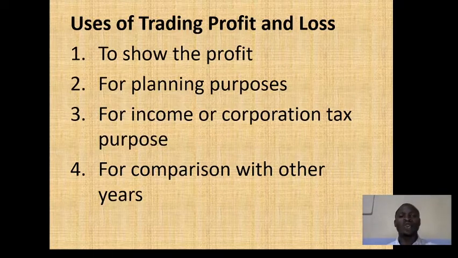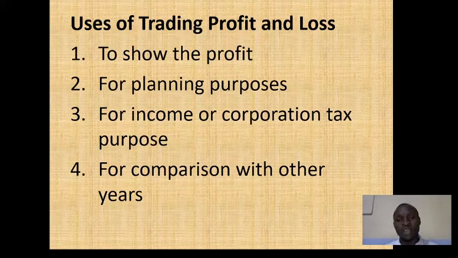First is to show the profits. This account enables us to know if a business is making a profit or not. It is also for planning purposes. Remember when I said earlier that profit is one of the ways of measuring the progress of a business. When a business is progressing or expanding, one of the ways you can tell is through this account. So this enables you to plan. Let's take for instance your first year. Let's say you're able to make a profit of, let's say, 100 naira.